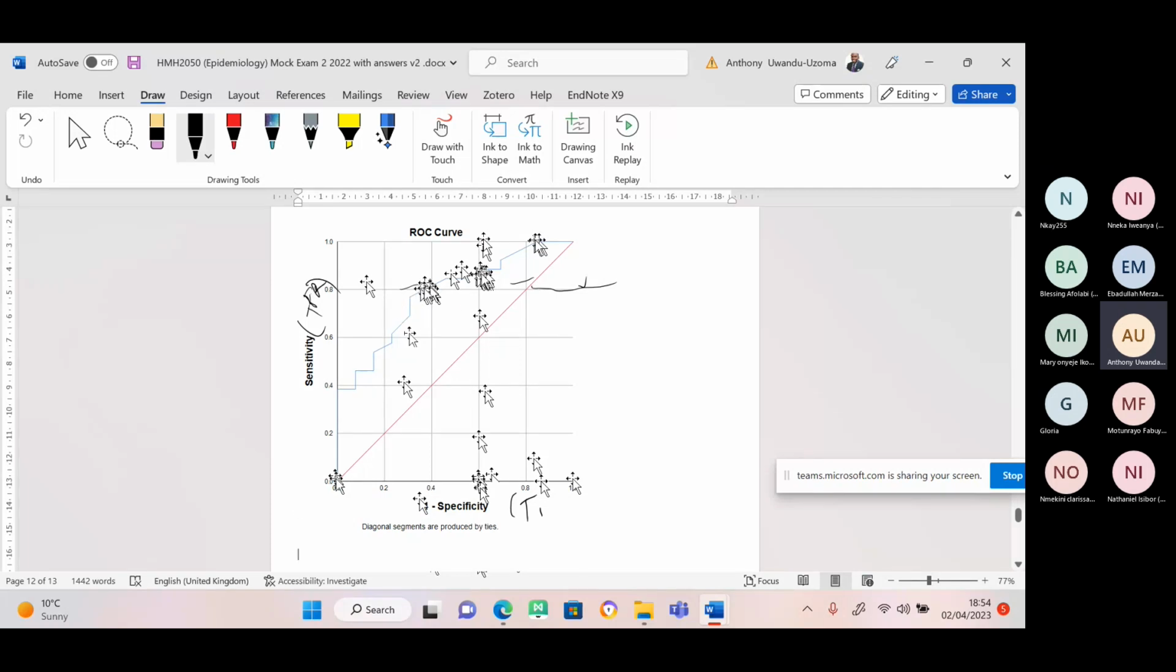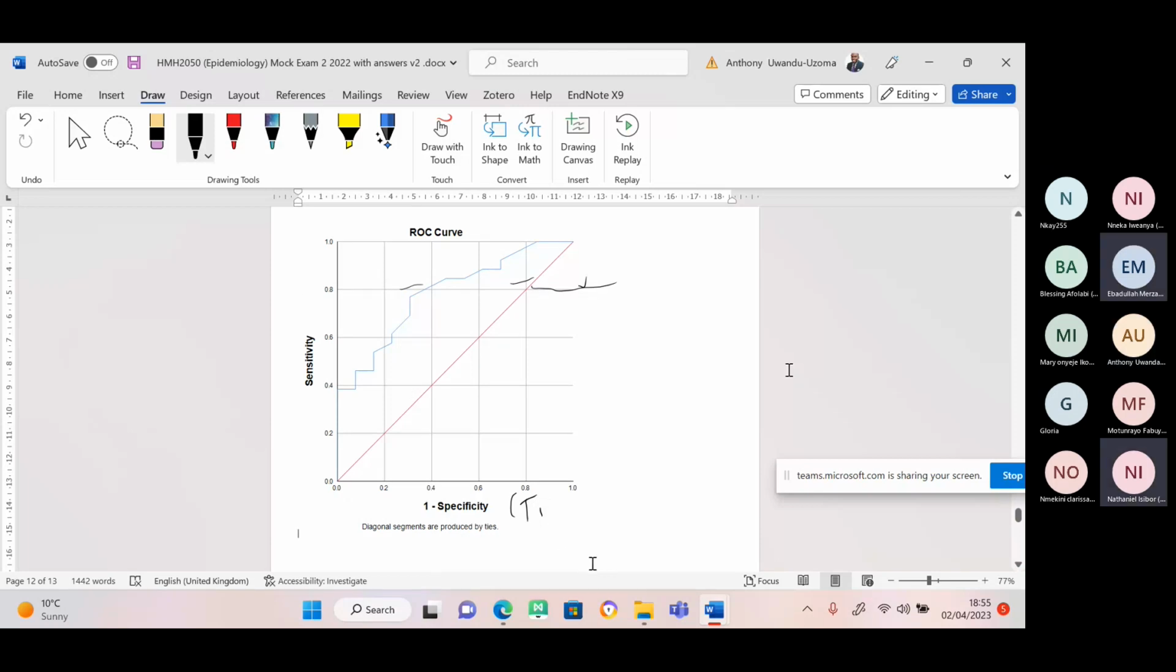For me, a very good test would be maybe around here or here, so that if I do 1 minus 0.4... Sorry, there are a hundred cursors on the screen. Can you please check? Oh, sorry. Is it clear now? It's better now.